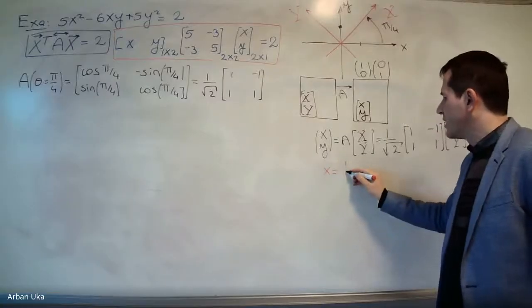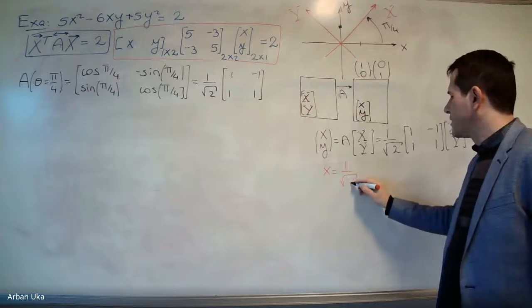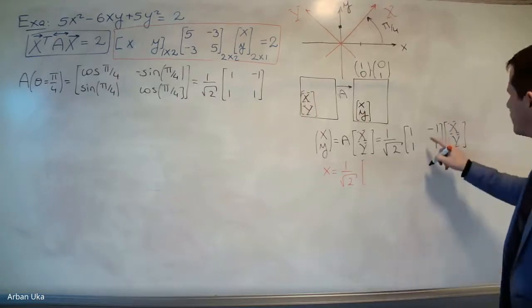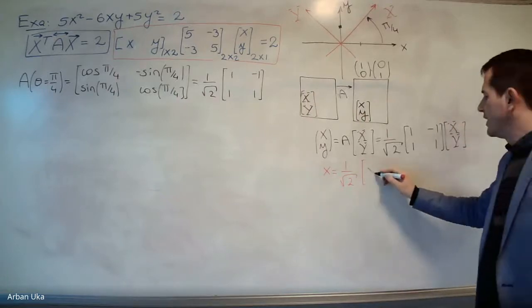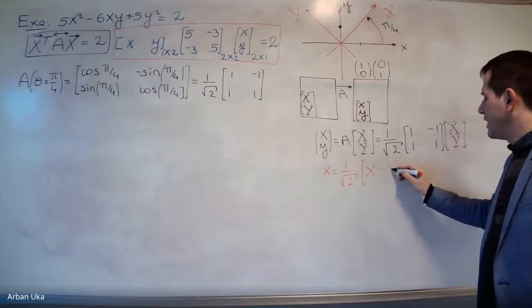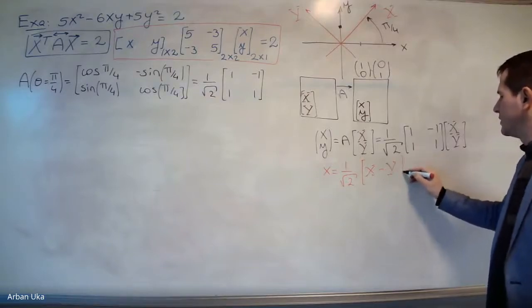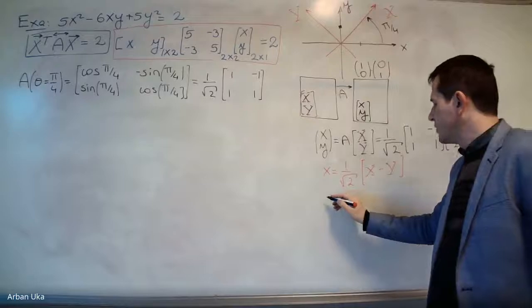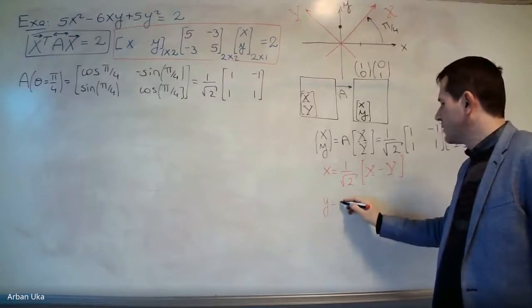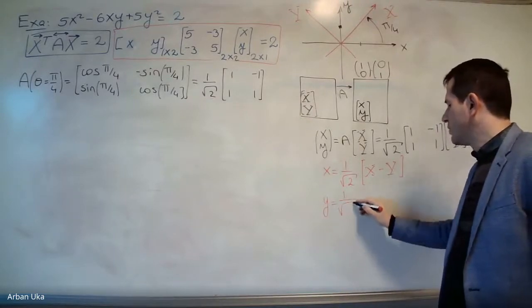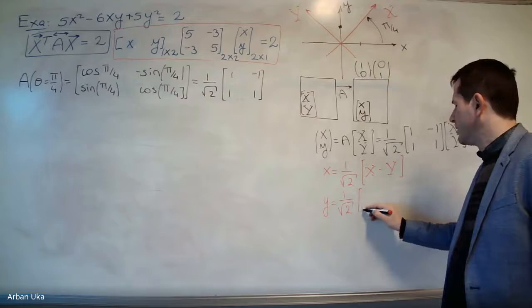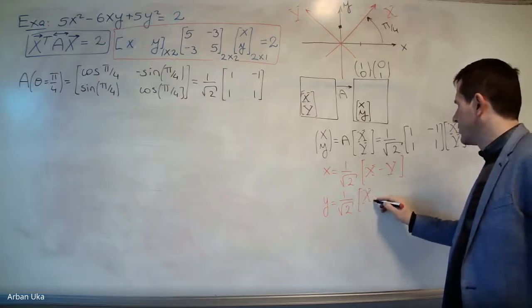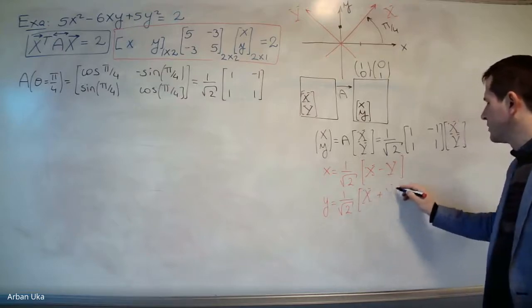No, it's okay. Okay, then we can write this x as 1 over square root of 2 times (X minus Y), okay? I get it from this expression here. And similarly, we can obtain that y is equal to 1 over square root of 2 times (X plus Y).